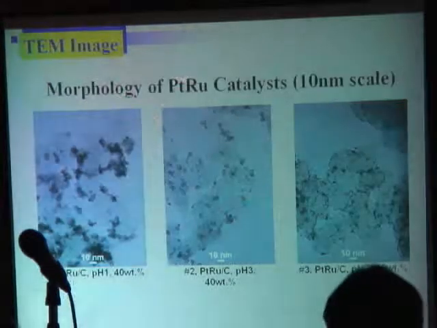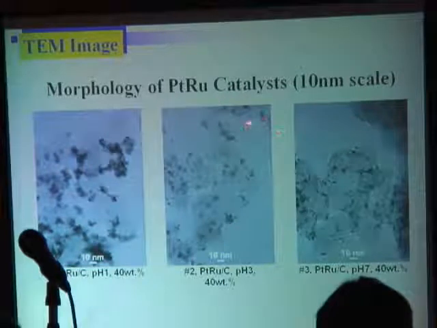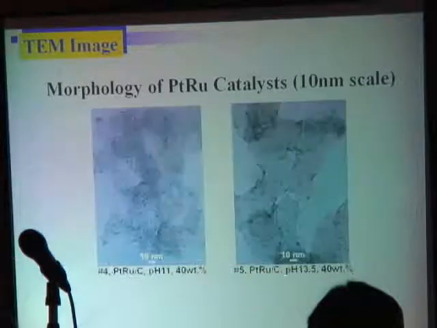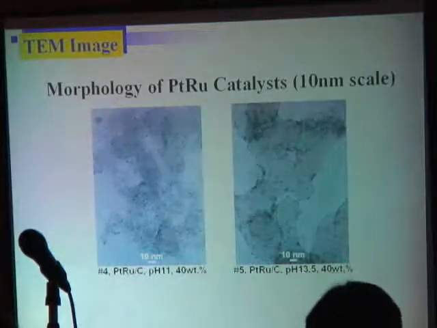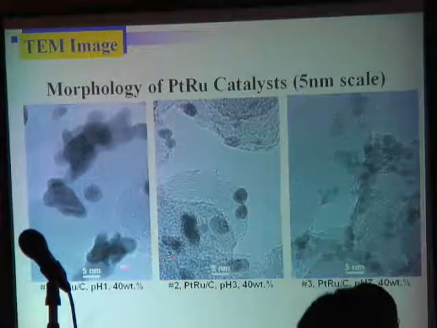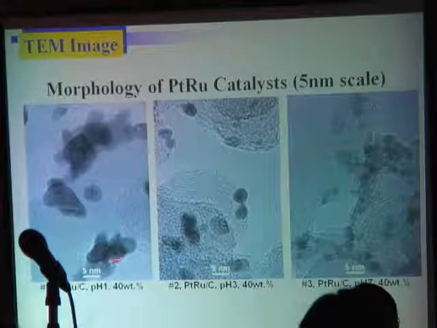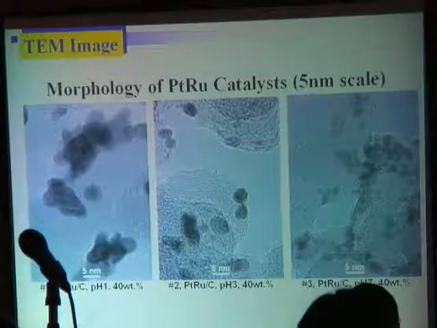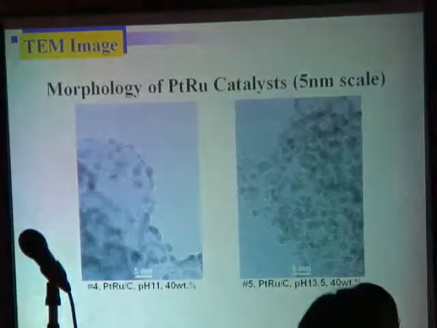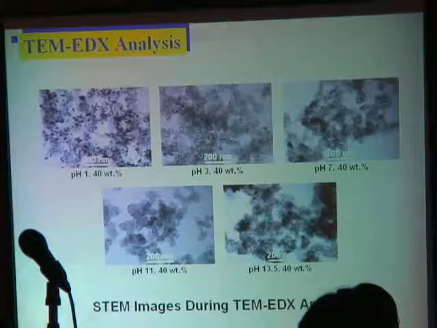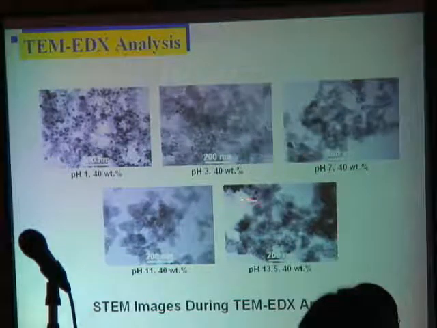This is the TEM image for the morphology of the PtRu catalysts. This is the 10 nanometer scale, and the next two are also the same, and this is the 5 nanometer scale. From this we can know that the catalyst particle size matches very well with the XRD pattern using the Scherrer equation. Next slide. This is the STEM image during the EDS analysis. From this figure, we can see that it shows very good distribution.